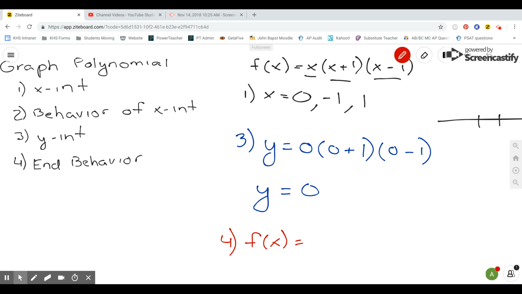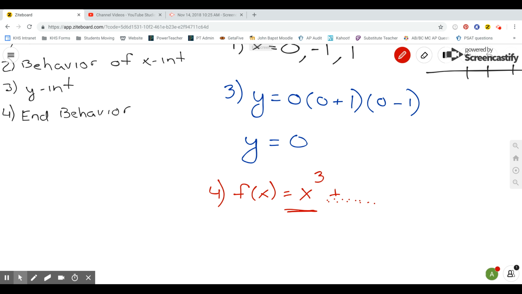And I see that the largest degree is going to happen when I have x times x times x. And I have no numbers in front of those, so I don't have a coefficient. And we just have x cubed. If we were to continue FOILing, we would have a bunch of other terms, but I'm not going to bother FOILing the rest of it because I don't need to. All I need is that leading term. So it is positive, and it's an odd degree. So positive and odd degree. Let's write that down.